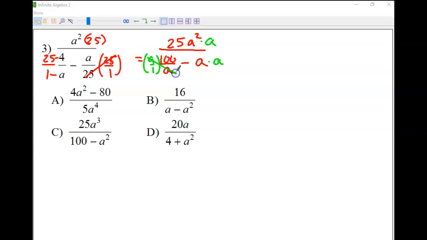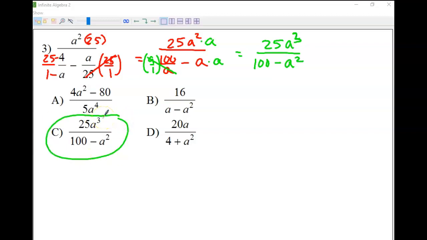So in this case, these cancel, and now I have 25a squared over 100 minus a squared. And I do believe that would be the end of that problem. Oh, I goofed. a squared times a is a cubed. There's our answer right there. All right, let's go ahead and continue.